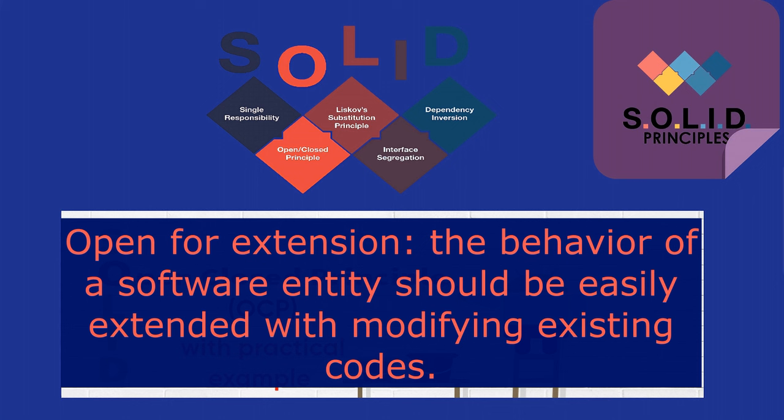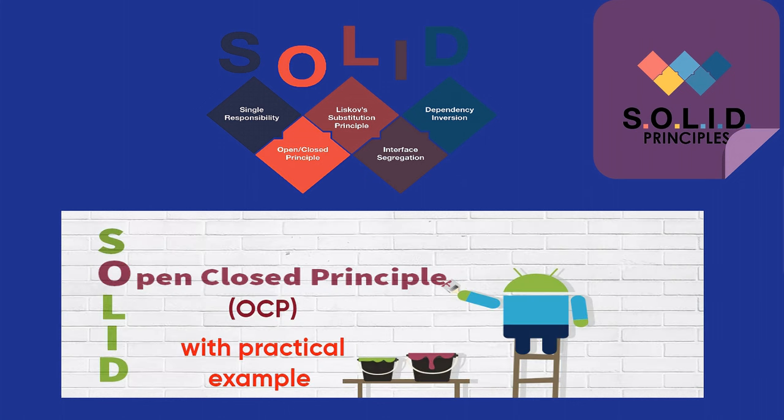What does it mean? Let's say when a new feature or requirement arises, you should be able to add new functionality without touching the existing code base. This is typically achieved through abstraction and the use of an interface or abstract class. Next, what is closed for modification? What is the meaning of closed for modification?